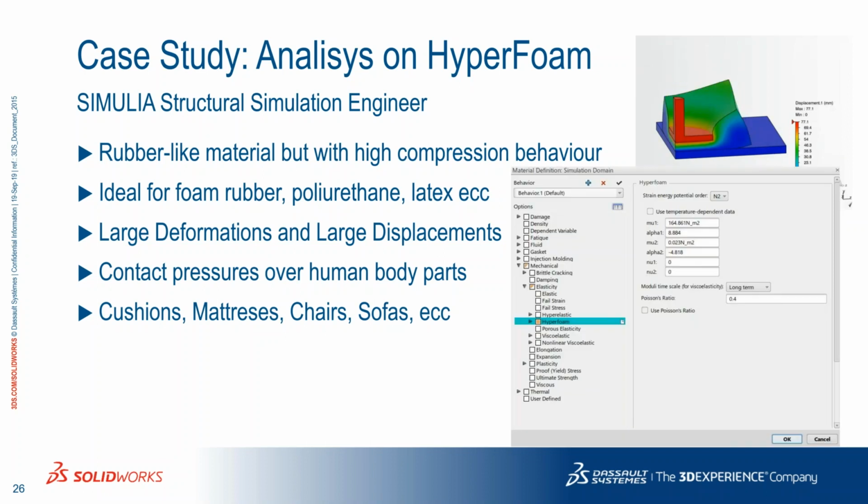Here, again, we have a polynomial model specifically for Hyperfoam. You can see I've identified mu1, alpha1, mu2, and alpha2. We can also use, optionally, the Poisson ratio, and in this case, I've used it as 0. It's not used.